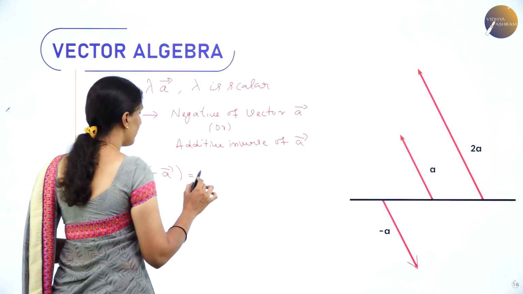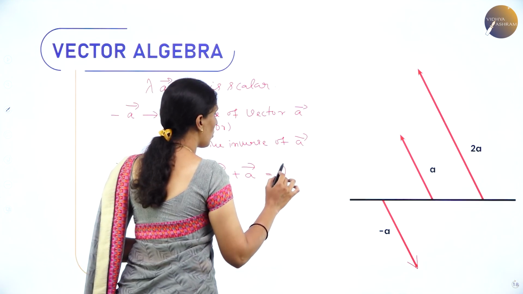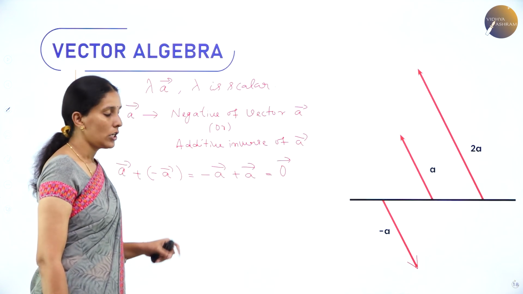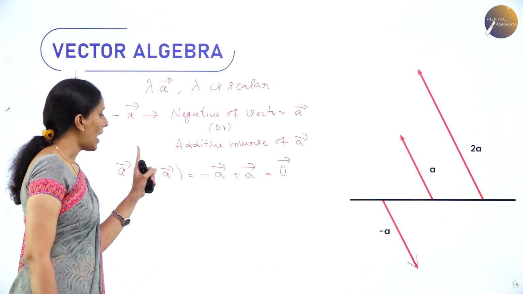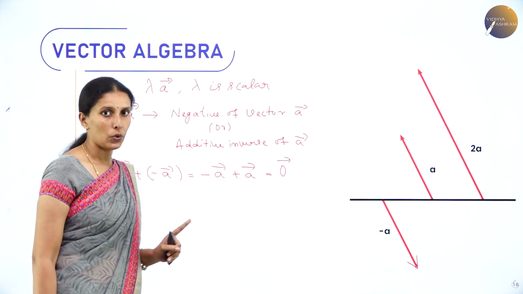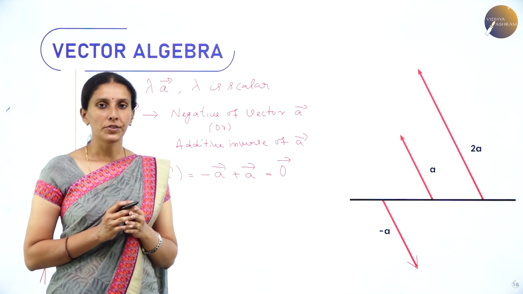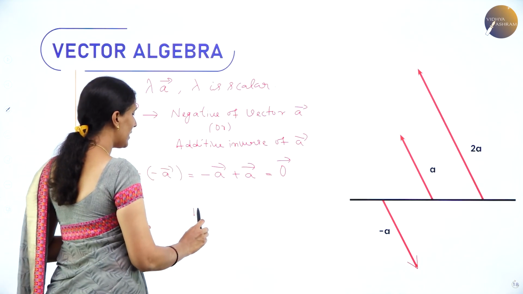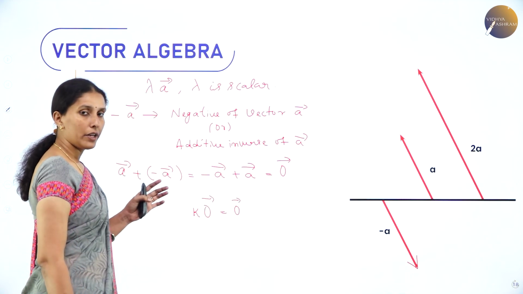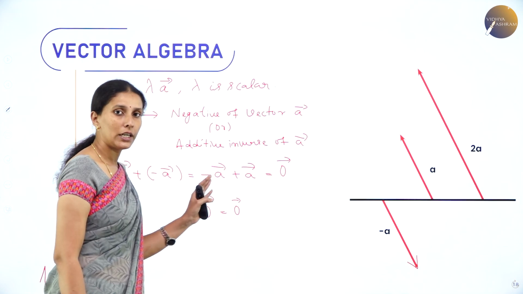Why? Because if I add negative vector A to the positive vector, then the resultant is always the identity. What is the identity for vector addition? That is the null vector. So when I add the vector and its negative, the resultant is always vector 0, which is a null vector, the identity for vector addition. Also, remember that when you multiply any scalar, any numerical value, to the null vector, the resultant vector is always the null vector.